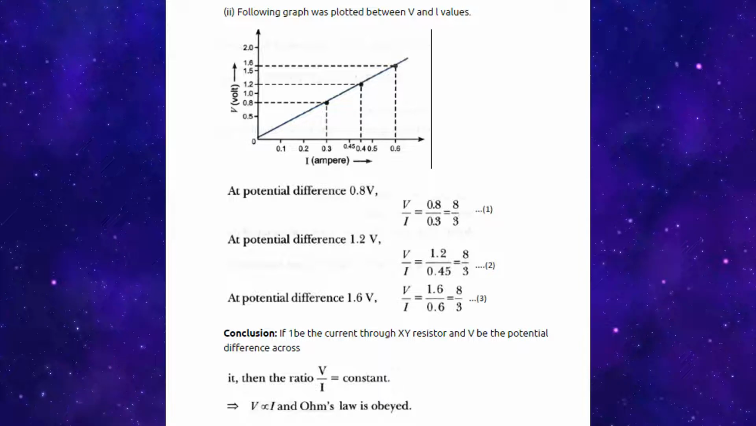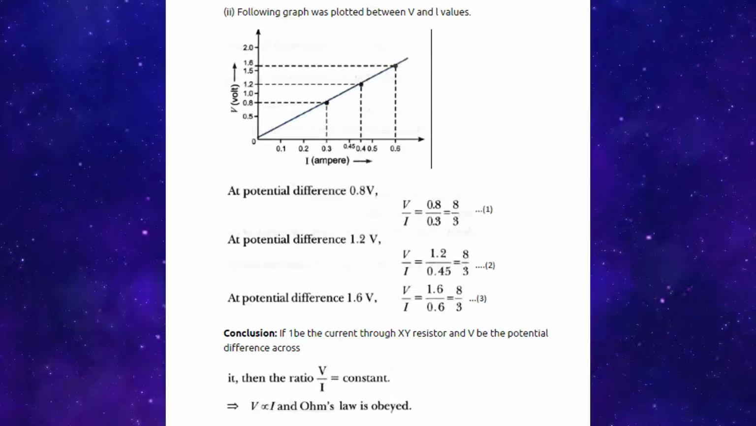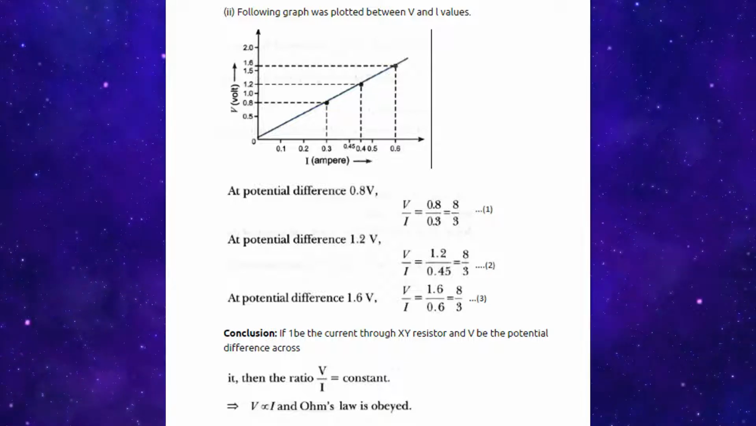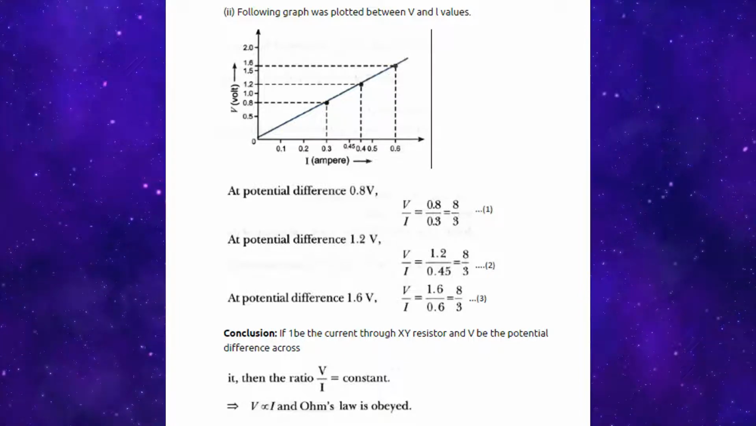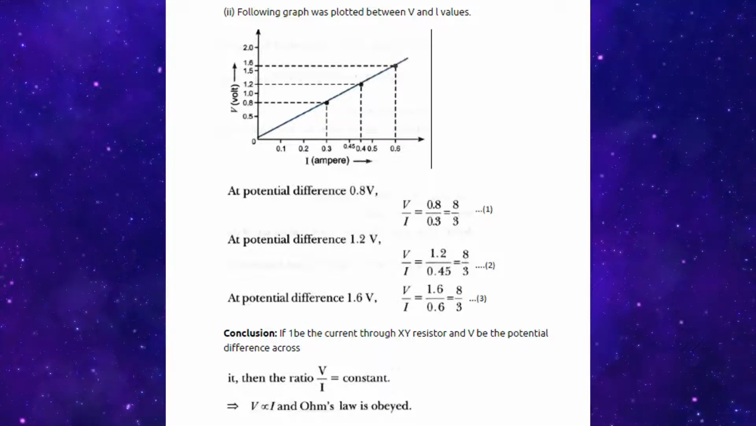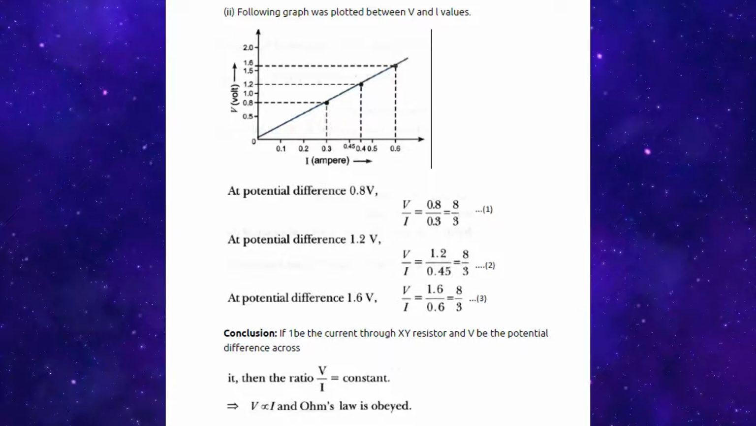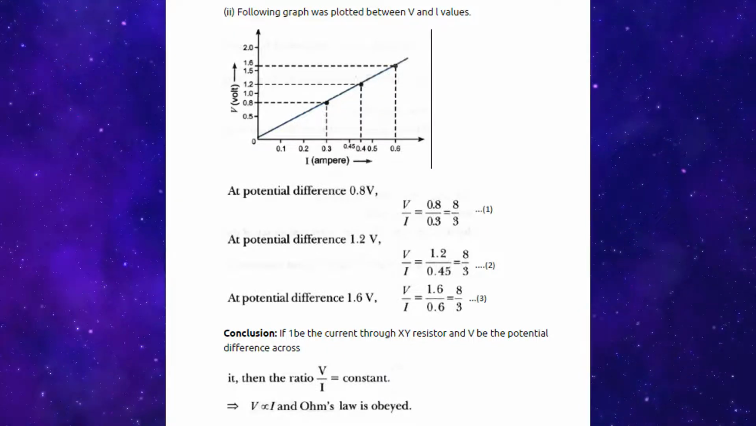Finding 1. At the potential difference of 0.8 volts, V upon I equals 0.8 upon 0.3. Finding 2. At potential difference 1.2 V, V upon I equals 1.2 upon 0.45. Finding 3. At potential difference 1.6 V, V upon I equals 1.6 upon 0.6. Conclusion: if I be the current through the resistor and V be the potential difference across it, then the ratio V upon I equals constant. So V is directly proportional to I and Ohm's law is obeyed.